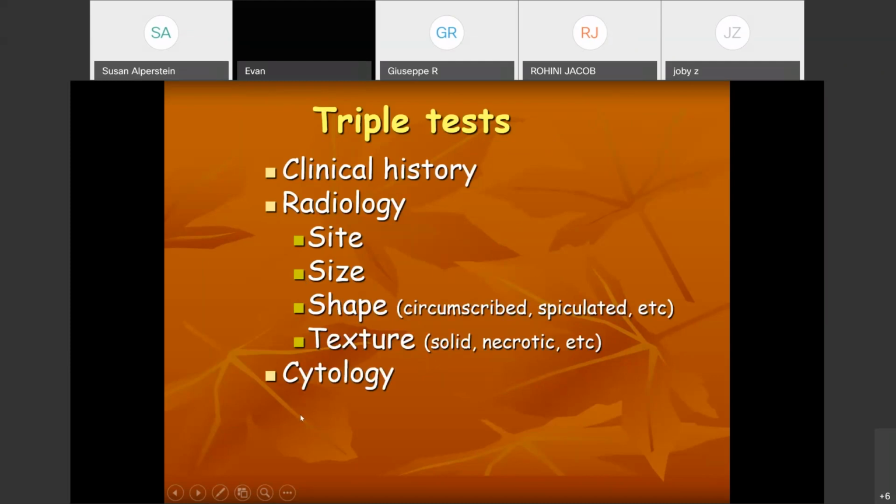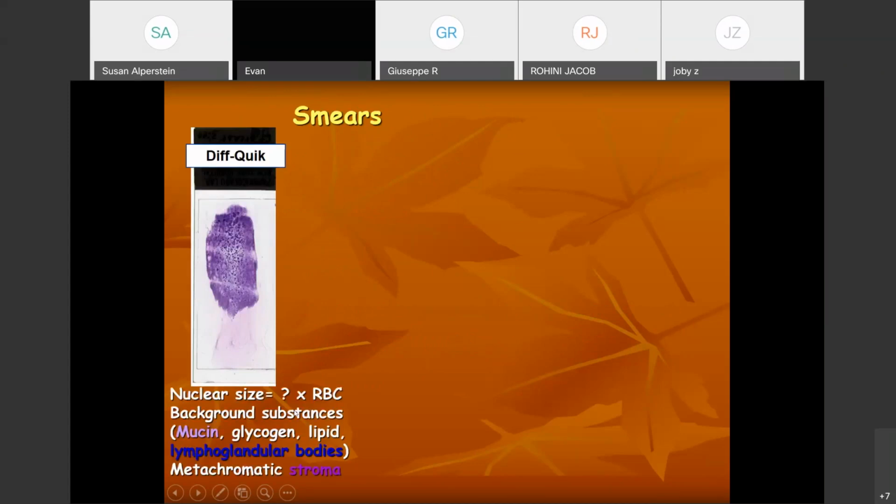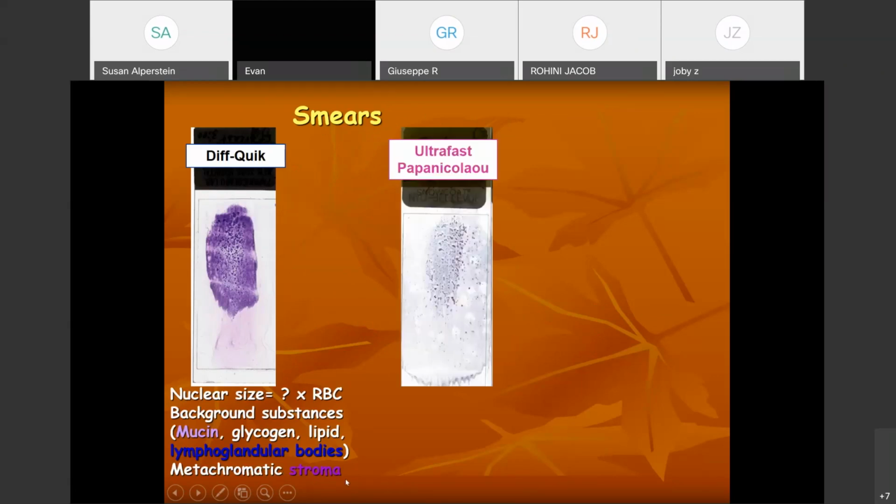And then cytology is last. So I use direct smear for Diff-Quik to measure the nuclear size compared with red blood cell. Background substance: mucin, glycogen, lipid, lymphoglandular bodies, metachromatic stroma. And then I use ultrafast Pap stain, with all the blood lysed. I use it to study the nuclear features and cytoplasmic features.